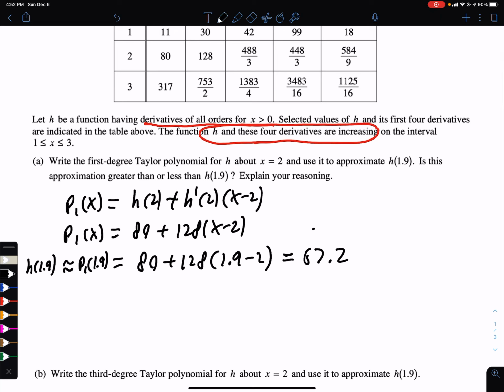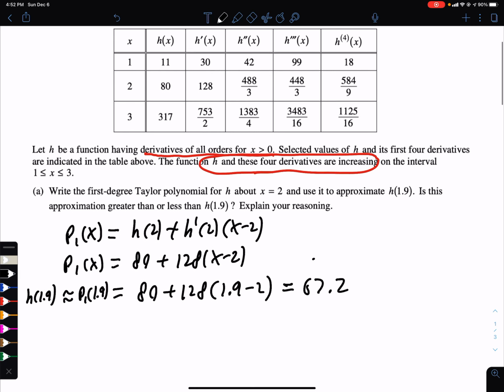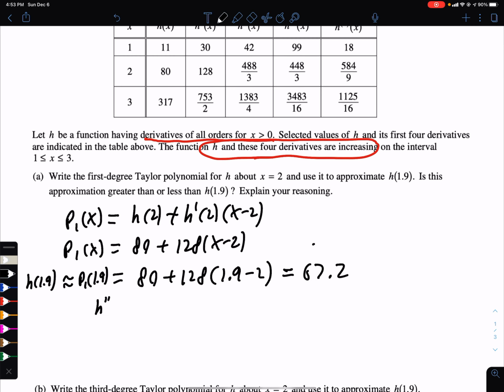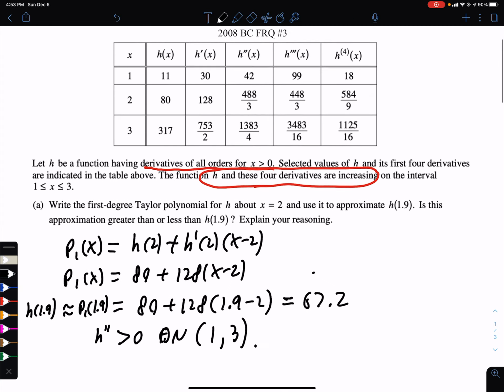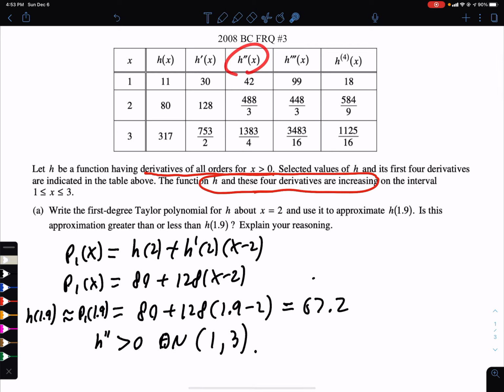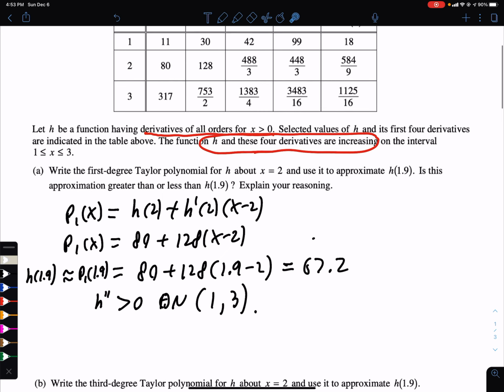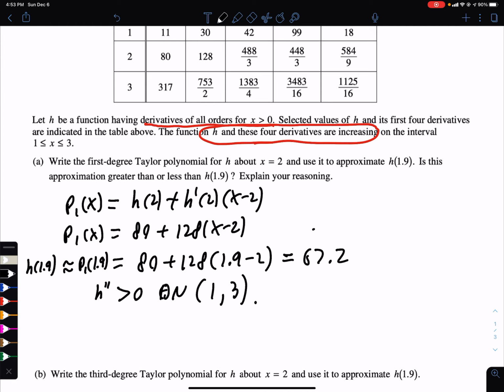So I'm going to write this down. h double prime is greater than 0 on the interval from 1 to 3. Again, how do I know that? Here's h double prime, starts at 42, goes up to that, and it's increasing. So if it starts at 42 and is increasing, we know it's positive.